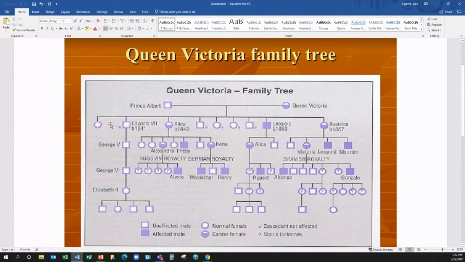Luckily, right, her heir did not have it. But again, there's a 50-50 chance with every kid that they will have the defective gene. The girls are more safe than the boys, but they can be carriers. So as you see, Alice was a carrier. Leopold had it, but managed to live. Beatrice was a carrier, but Beatrice spread it throughout Spanish royalty. Leopold spread it throughout the Austrian line. Alice spread it through the Russian royalty and German royalty.